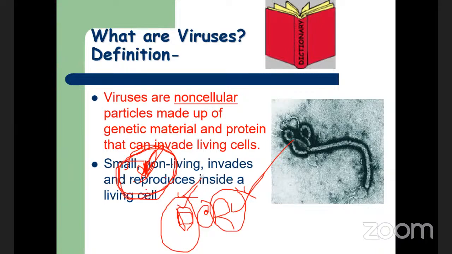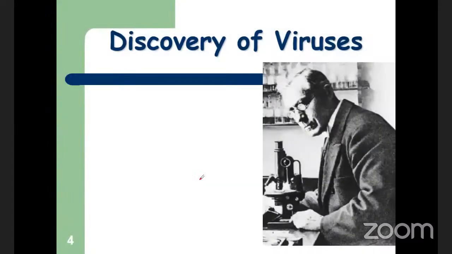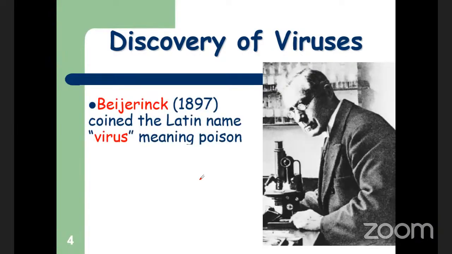non-living outside. It enters and reproduces inside the living cell, not outside. It multiplies its genetic material inside the host. Replication takes place in the host only. It duplicates and multiplies its genetic material inside. Within a short span of time, a single virus can produce thousands of viruses.